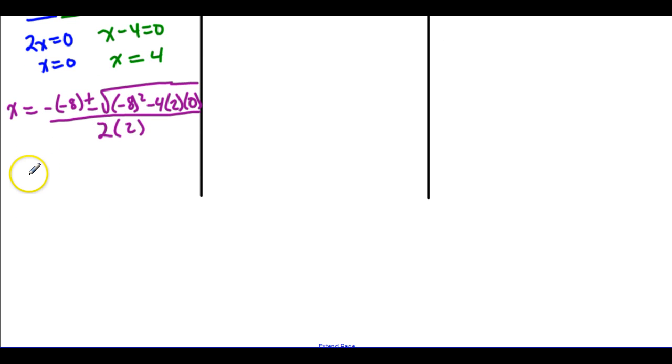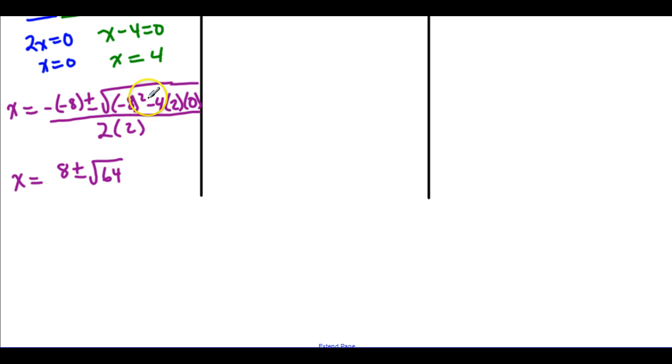Now if I want to finish this up, I can do it fairly quickly. X is equal to, and this is negative 8 or minus negative 8. If I'm taking away negative values, I'm becoming positive. In here I have negative 8 squared, which is 64, and so I'm going to end up with root 64.